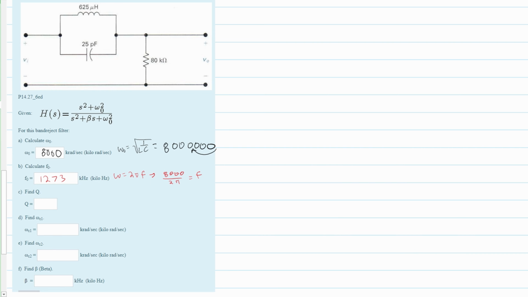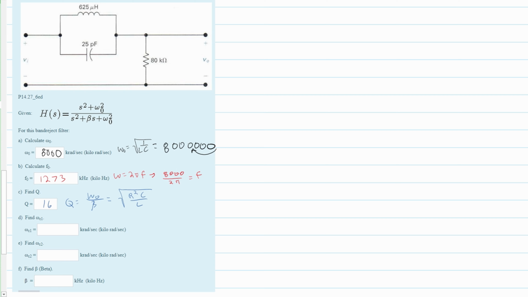Now we need to find Q. And Q can be found two different ways. Q can be found if we have our omega naught over our beta. We don't have our beta yet, so the second way we can find it is if we change this around, plug something in, and we're going to get R squared times C divided by L. Now if we plug in our R squared, which is this resistor, our capacitance, and then our inductor, we are going to get a Q of 16.